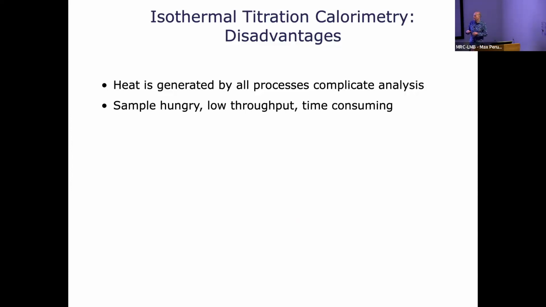It can be quite low throughput. We do have an auto ITC where you can essentially just rack up all your samples and just let it run. So that kind of gets over the problem of manual handling. Because it's complicated in terms of where the heat's coming from, you need to be very, very careful in the controls and the data analysis, which we'll come to.